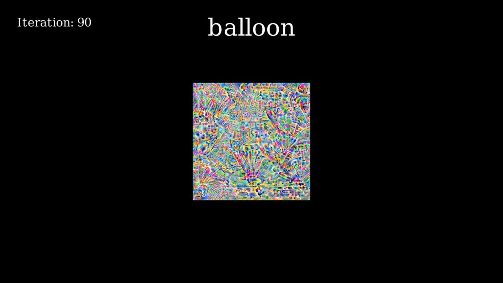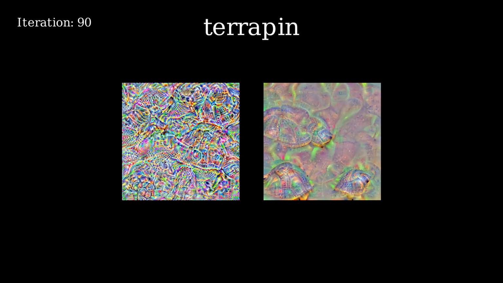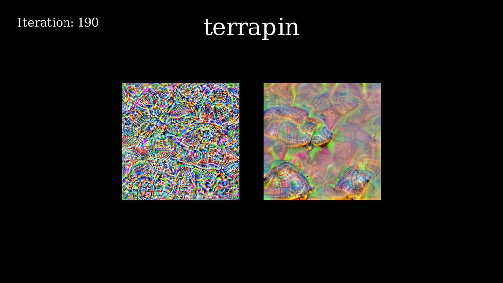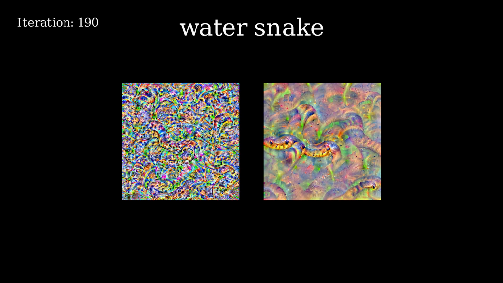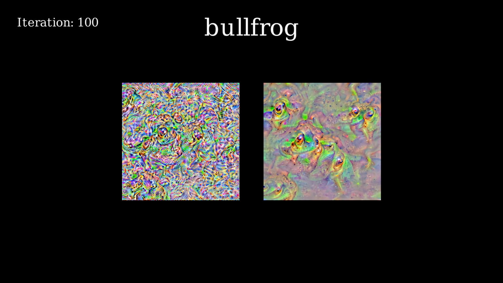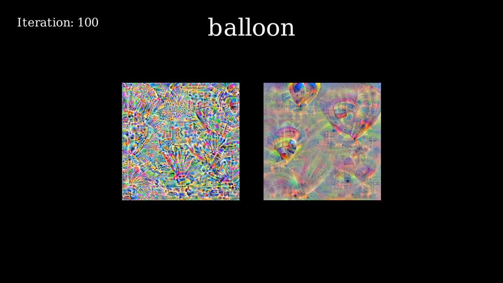To improve these visuals, we can use a technique called total variation denoising. This method smooths the image by reducing sharp pixel differences between neighbors. Let's compare the refined version with the original. I think it's a huge improvement. Can you guess which classes these images belong to?